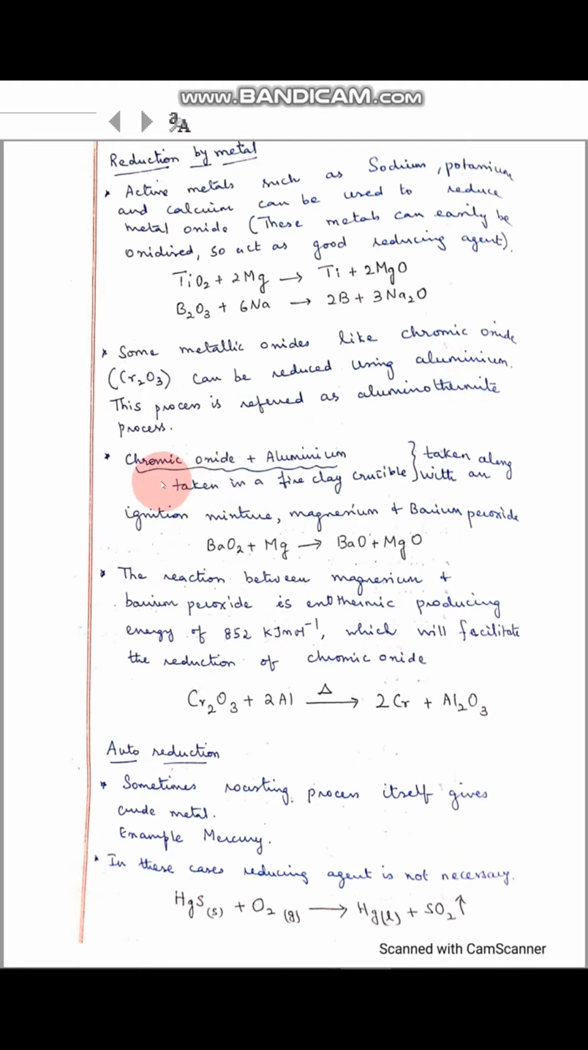And what is happening here is you are going to take chromic oxide and you are going to have aluminium, and both of them are taken in a fire clay crucible. A crucible is something which can withstand a high temperature. And along with that, you are going to add an ignition mixture. The mixture is mainly added here to start the process. That means it provides the necessary heat for the further reaction. And the ignition mixture is magnesium and barium peroxide, and barium peroxide is converted to barium oxide, once again a redox type of reaction.